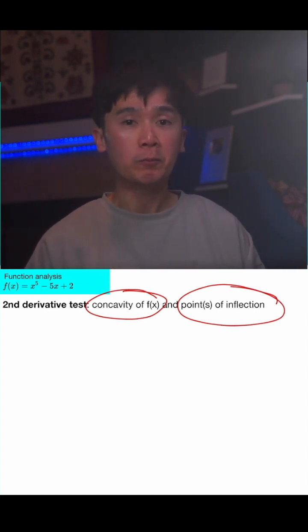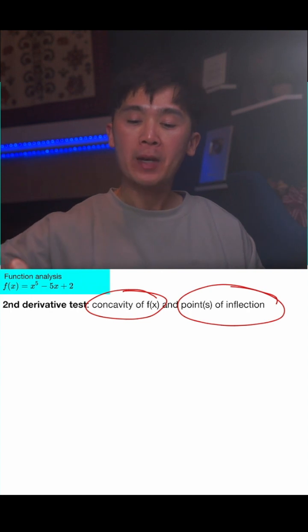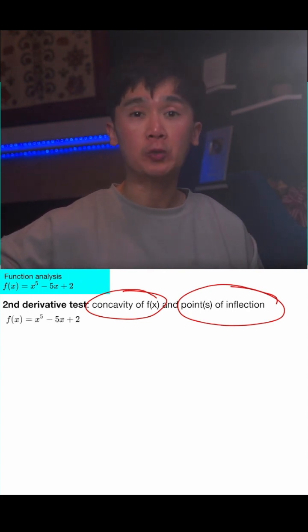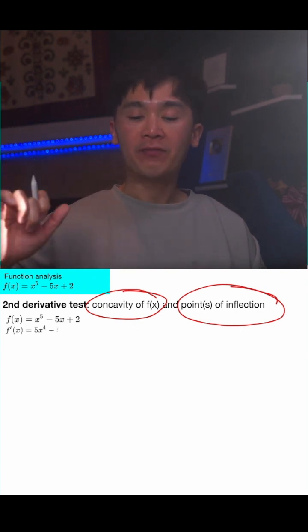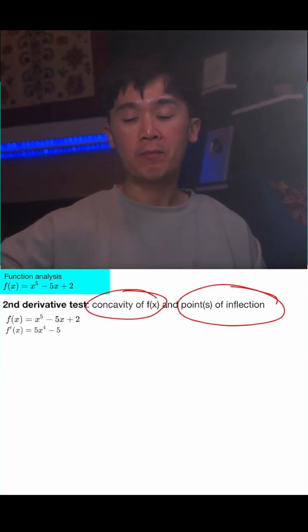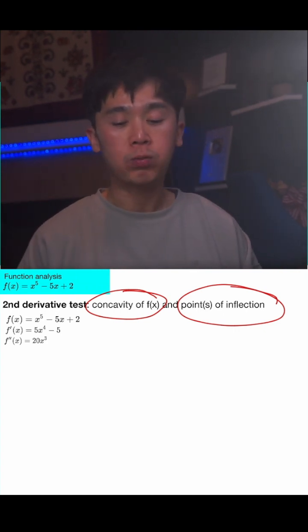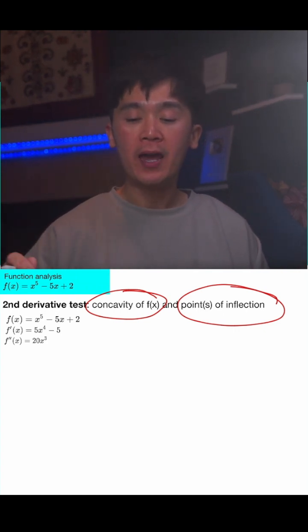All we need to do is prove it using calculus by using our second derivative. So x to the fifth minus 5x plus 2 is our f of x. f prime of x is 5x to the fourth minus 5, and our second derivative, represented by f double prime of x, is equal to 20x cubed.